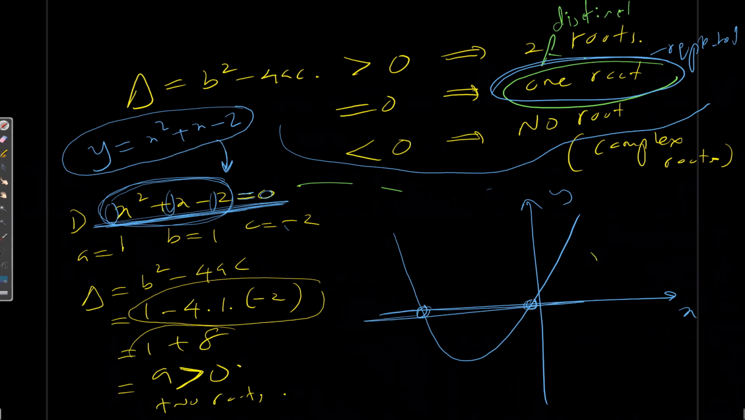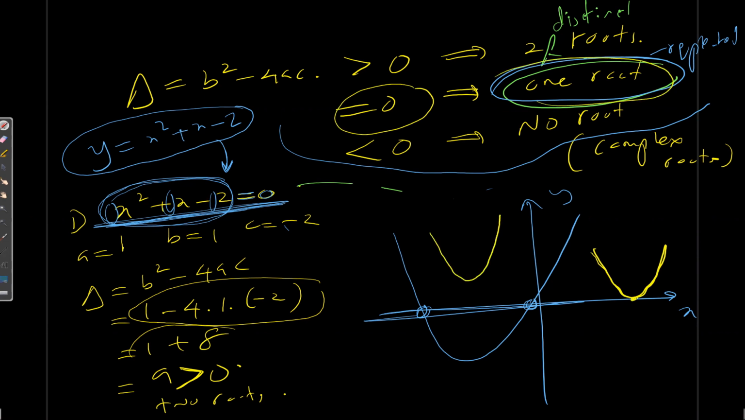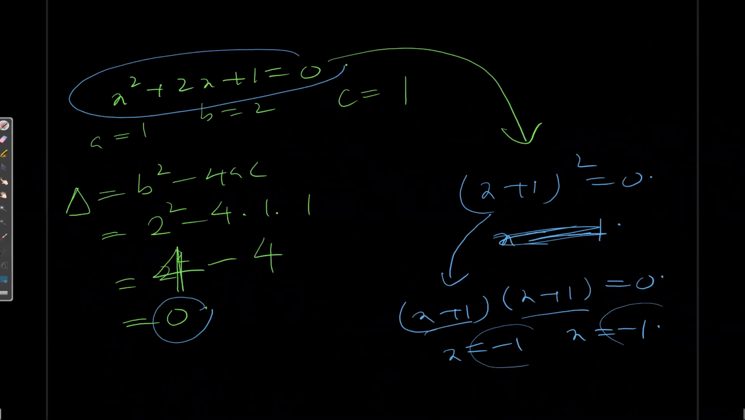Sometimes it may be the case that your turning point happens like this, right here. One solution, one root. Sometimes your turning point happens like this. It does not cross the x-axis, no root, or like this. So that is the idea behind that. But again, let me see, where did I?